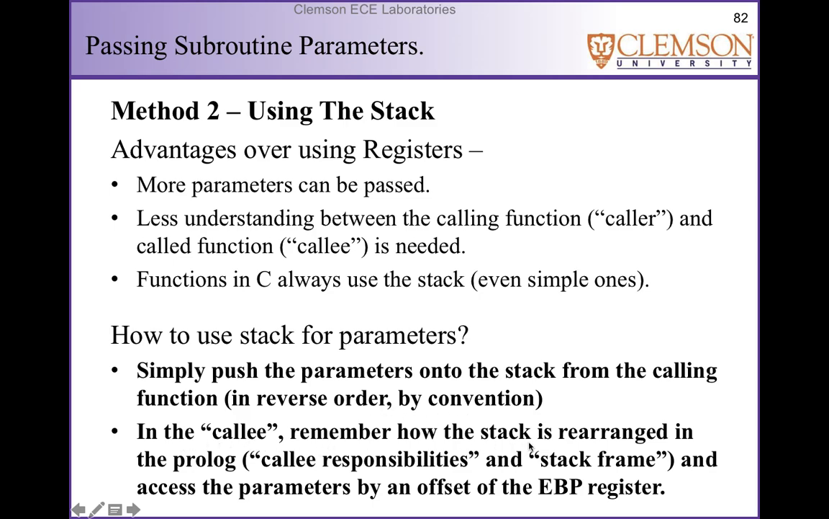So in the callee, remember how the stack is rearranged in the prologue. You have caller responsibilities and the stack frame, and you access the parameters by an offset of the EBP register. This is basically pointer notation. That's how you access parameters and local variables. You should really be familiar with accessing local and temporary variables that you used in Lab 5. If you are still having questions about that, please email me so I can work with you on those subjects.